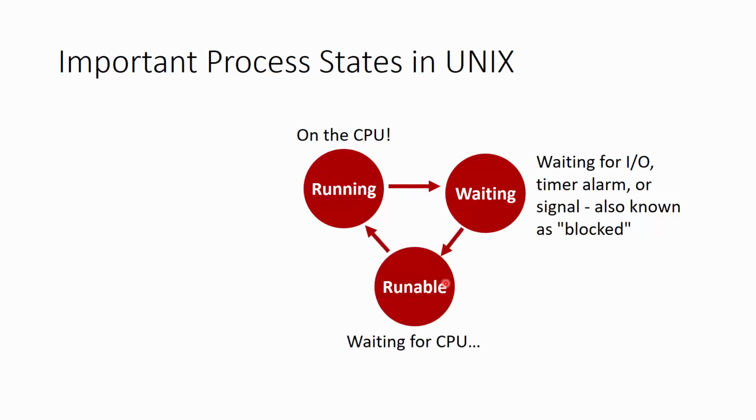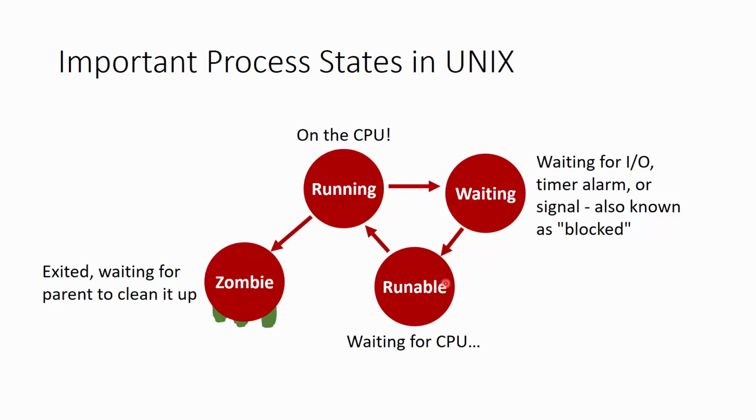Another one is runnable. Runnable is when the process is not waiting for anything and could be put on the CPU at any time, it just hasn't been yet. And there is a fourth state, not really an error state, but definitely a non-desirable state, something that we want to get the process out of as soon as possible, and that's the zombie state.